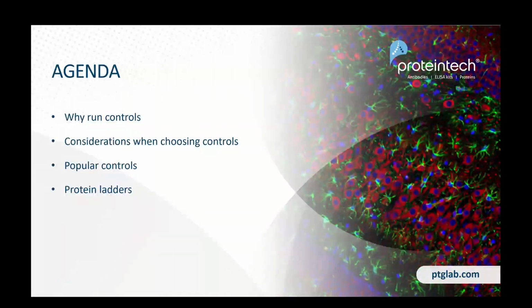So in terms of our agenda today, what we're going to work on is why do you run controls in the first place, some considerations when choosing controls, going through a few popular controls, and then ending with protein ladders, one final control that you need in your experiments.